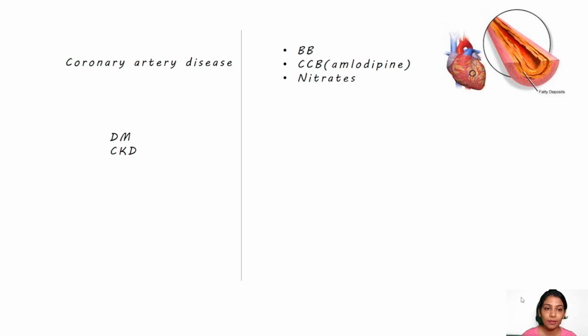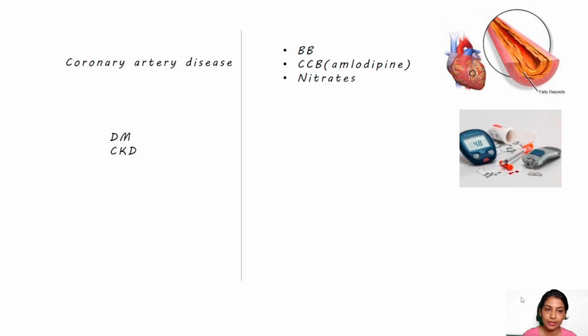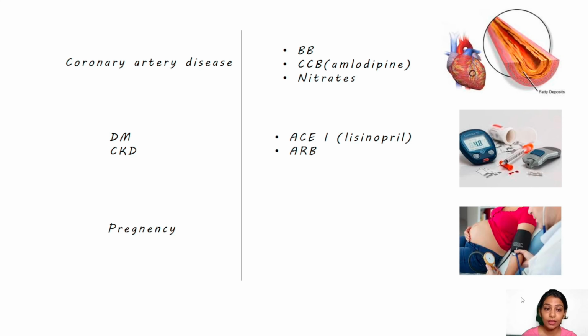In patients with diabetes mellitus or chronic kidney disease, the preferred drugs are ACE inhibitors such as lisinopril, or ARBs. These not only control blood pressure but also help protect the kidneys. Now in pregnancy, we have to be very careful with the drug choice. Safe options include hydralazine, methyldopa, labetalol, and nifedipine.